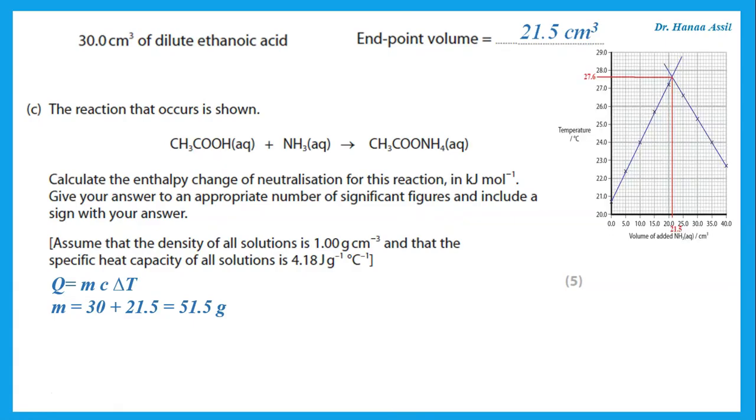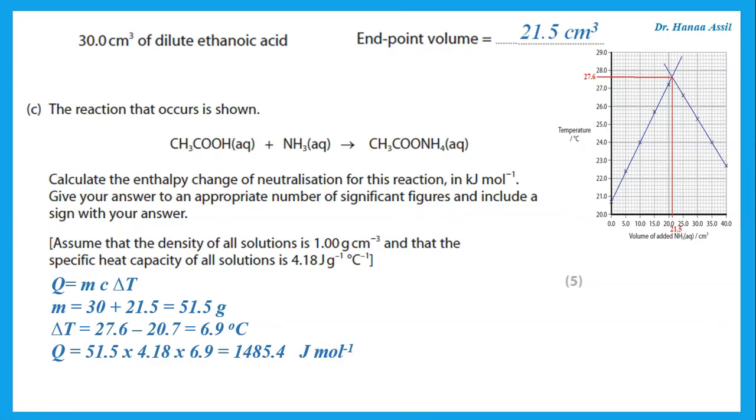What is delta T? Delta T is the difference in temperature. So the difference in temperature here is the 27.6 minus the initial temperature from that graph. So that is 6.9. Put that into Q. Q comes out to be 1485.4 joules. You remember that Q here comes out in joules.